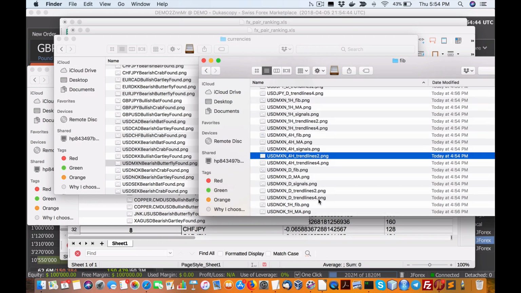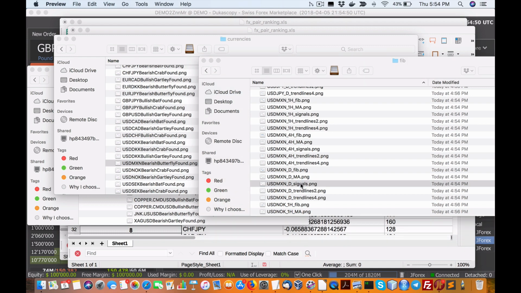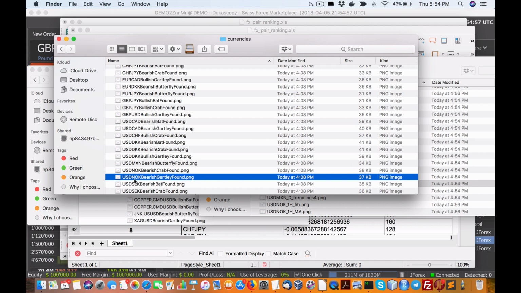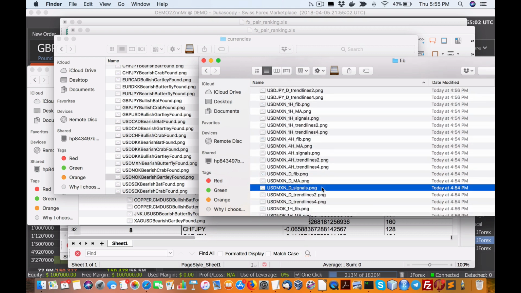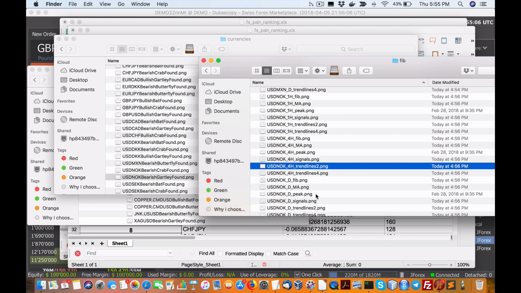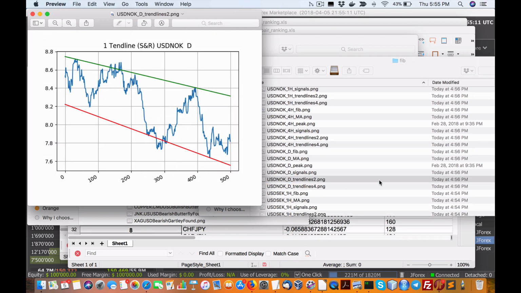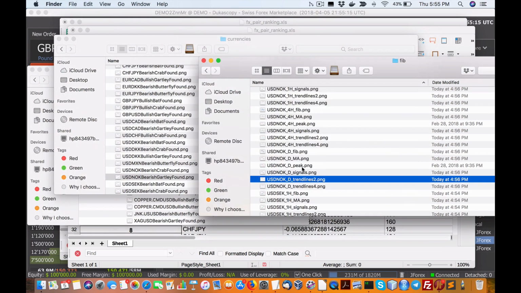So let's see the daily trend on this guy. Yeah, it's broken through. Definitely, that is correct. Butterfly bearish. Okay, the bearish on the USD on the Norwegian. Let's see here. Yeah, I would think so. Those trends are looking pretty down.